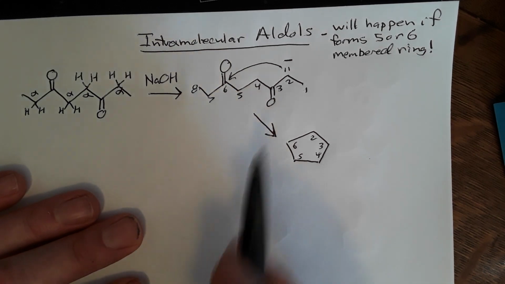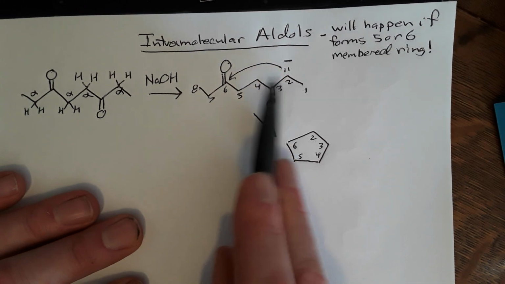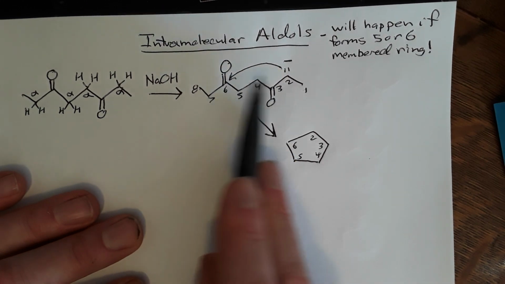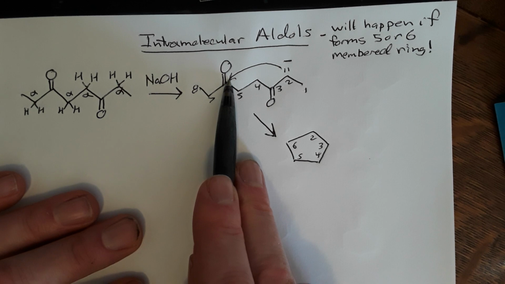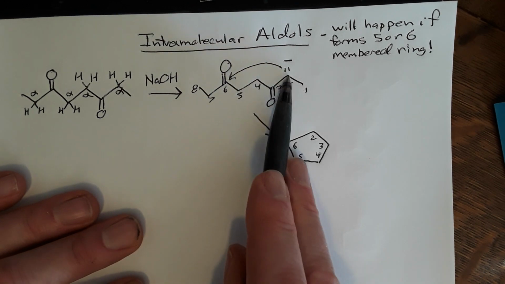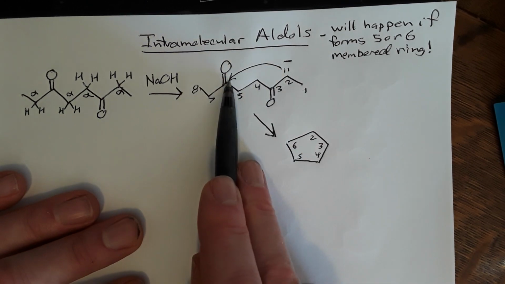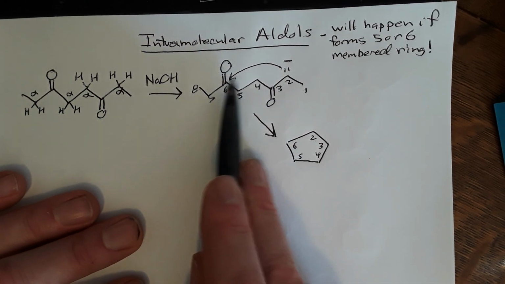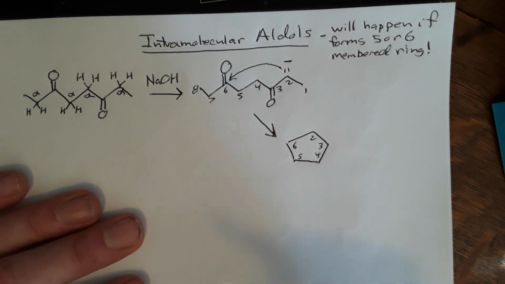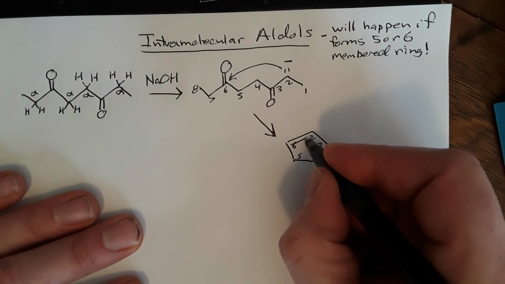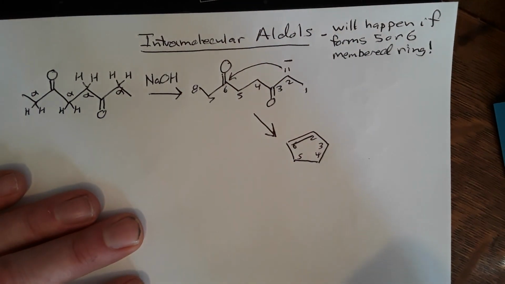Okay, so 2 is bonding to 6. What kind of bond is between 2 and 6 in the final product? Remember, the enolate is bonding to the carbonyl. We're losing a molecule of water. This is becoming a double bond. And so between 2 and 6, this is the new double bond that is forming.